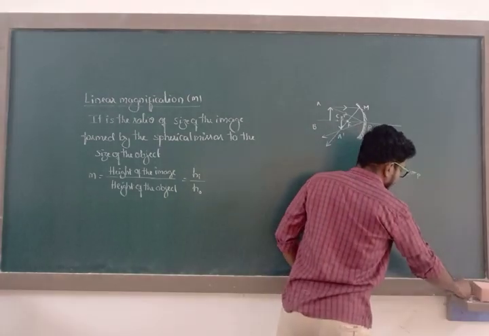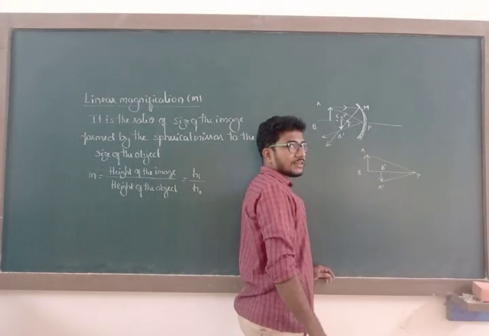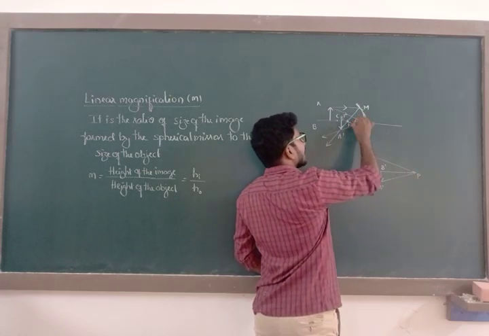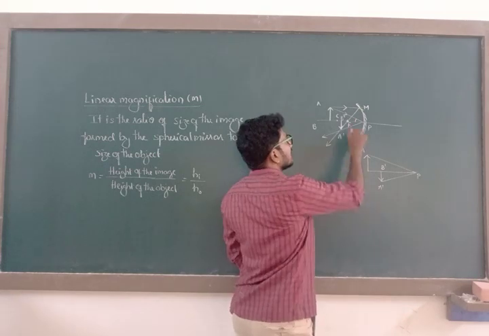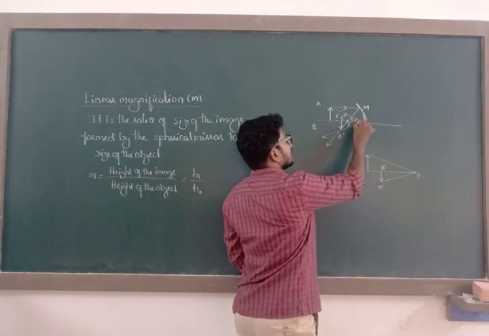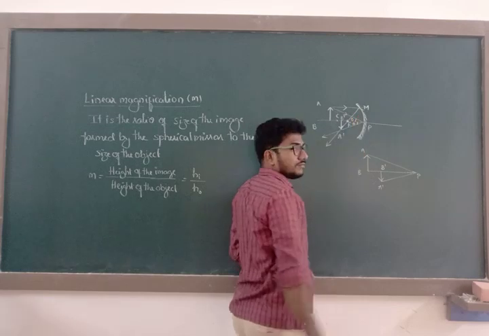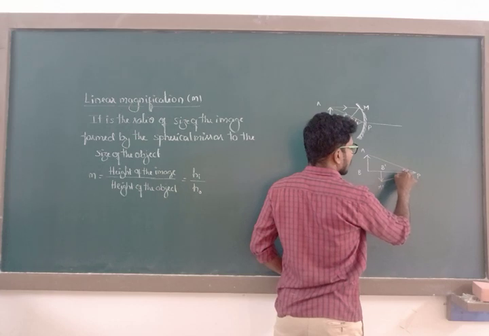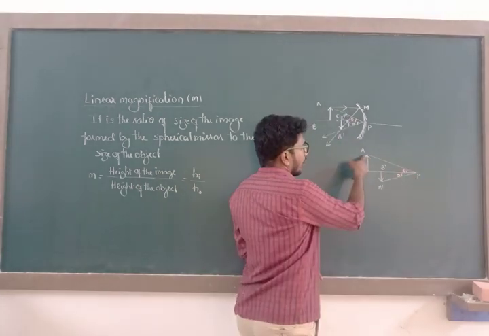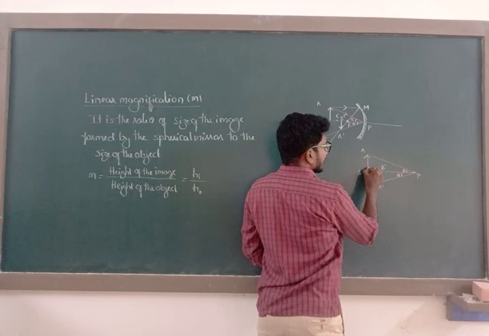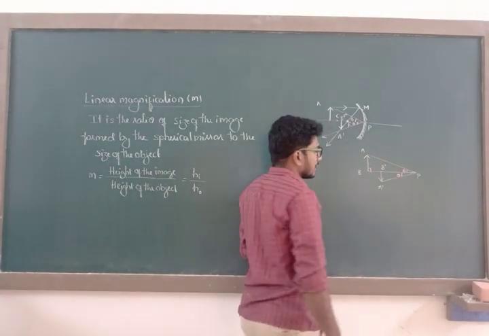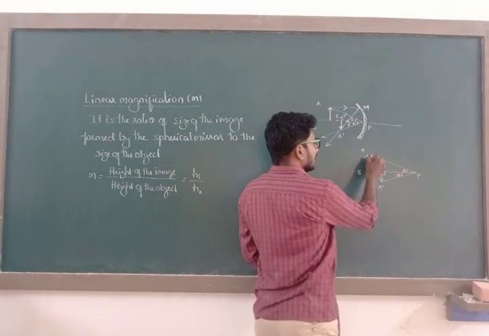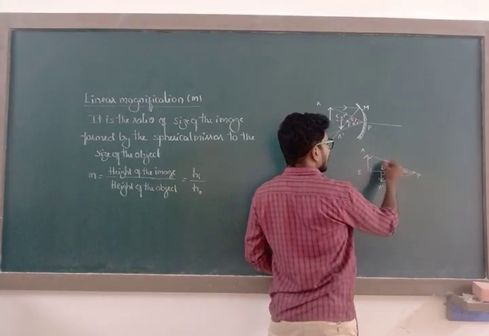These 2 triangles are similar triangles because, from the laws of reflection, the angle between the incident light ray and the normal at the point of incidence, if this angle is equal to theta, then this angle is also equal to theta. Therefore this angle is theta and this angle is equal to theta. The object is perpendicular to the principal axis, therefore this angle is equal to 90 degrees. The image is perpendicular to the principal axis, so this angle is equal to 90 degrees. And this angle is 90 minus theta.